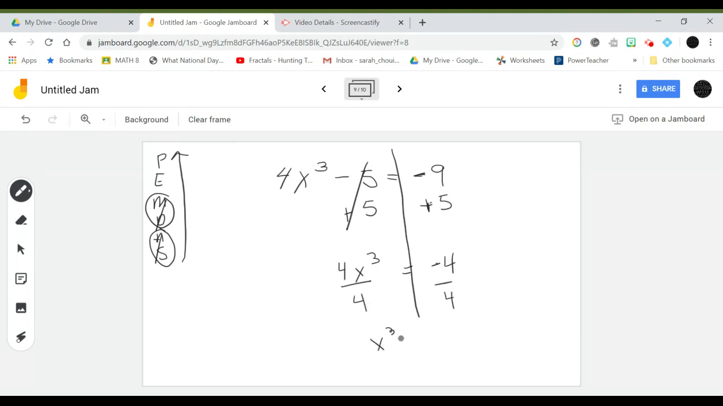X cubed is equal to negative 4 divided by positive 4 is negative 1. And then I'm going to get rid of that exponent of 3 by taking the cube root of both sides. And so what number times itself 3 times is negative 1? Negative 1. The cube root of negative 1 is in fact negative 1. So that's our final answer. We don't worry about positive or negative 1 because we're taking the cube root.